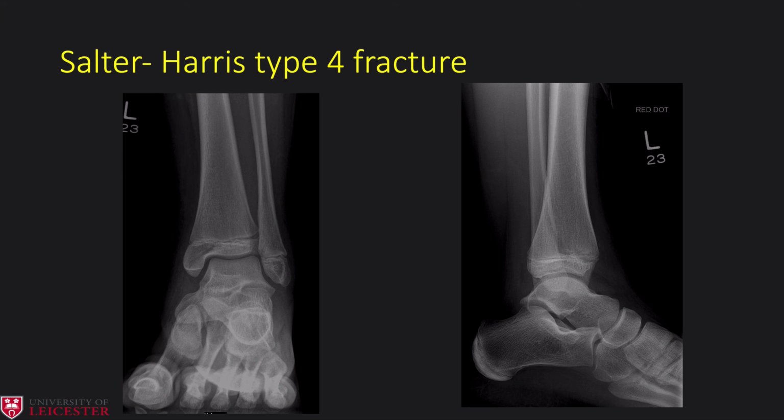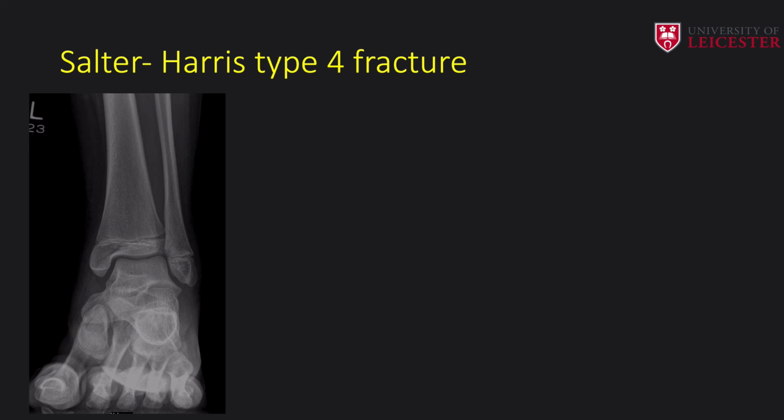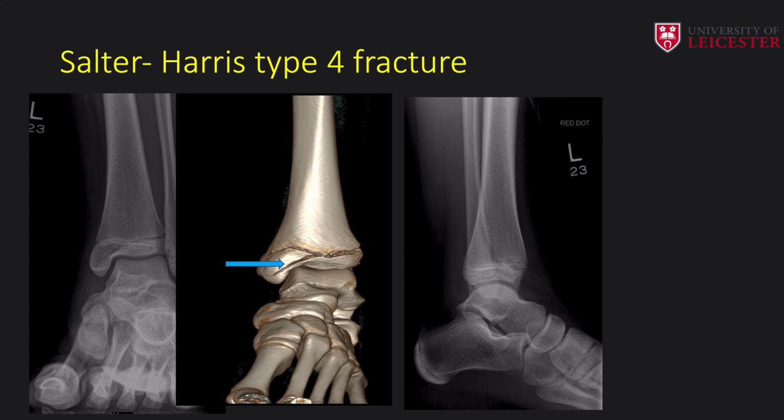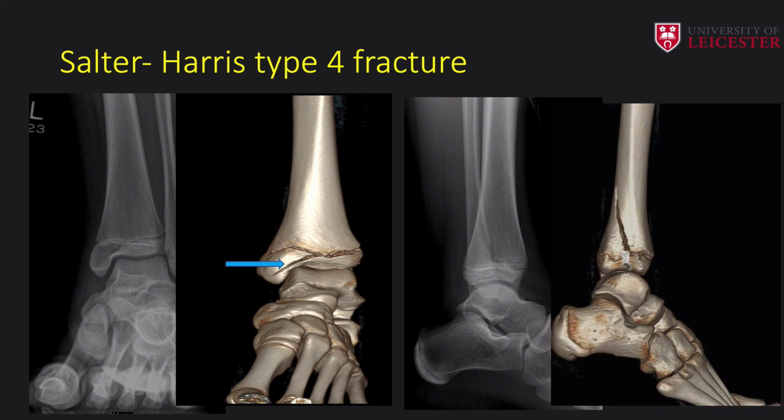Type 4 Salter-Harris fracture, where the fracture plane passes directly through the metaphysis, growth plate, and down through the epiphysis. Here you can identify the epiphyseal component of type 4 Salter-Harris fracture. This is a CT 3D reformatted image, and also you can identify the fracture line through the epiphysis. On the lateral radiograph, you can see the fracture passes through the metaphysis. Here the CT 3D reformatted image, and you can easily identify the metaphyseal component.